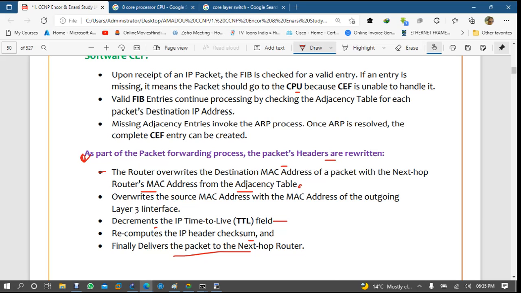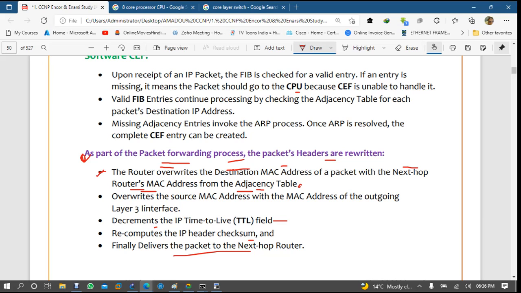we talk about this one. I said this is part of the packet forwarding process. The packet headers are rewritten, and it is the same technology we understood in fast switching or process switching. When the packet comes to the router, it overwrites the destination MAC address and changes it as per the next hop router MAC address, and that next hop router MAC address information will be stored in the adjacency table.